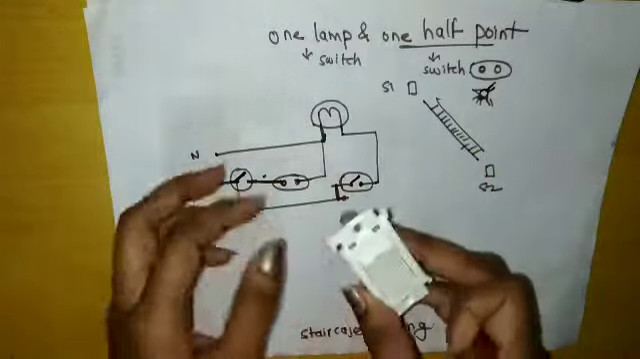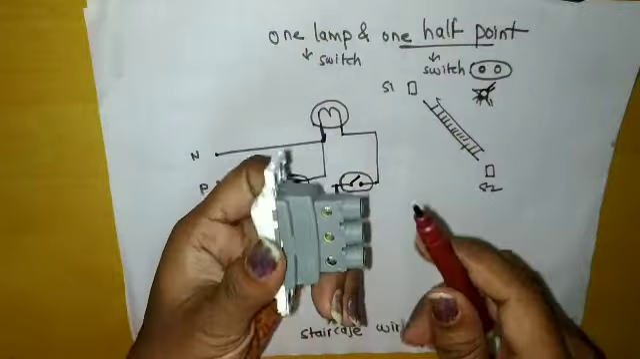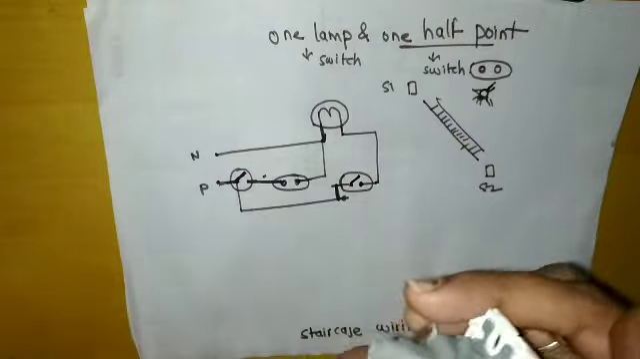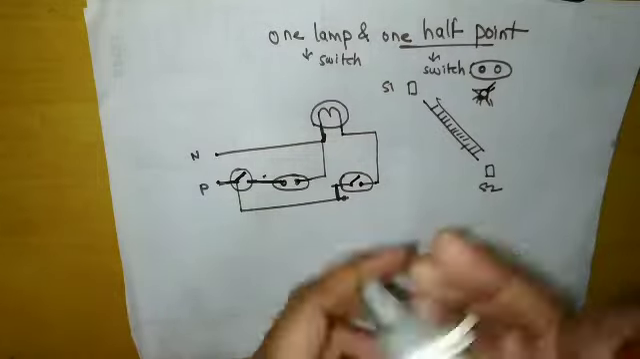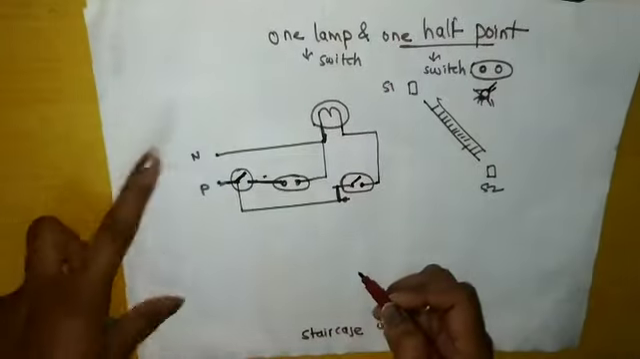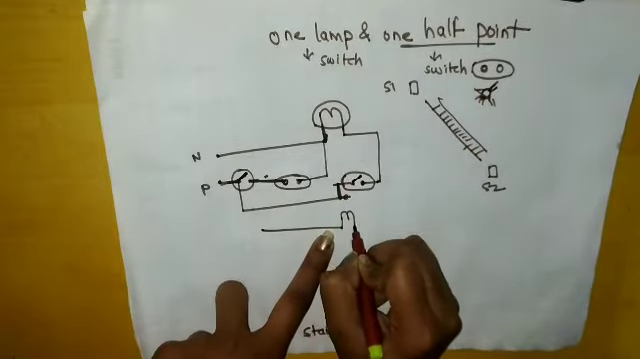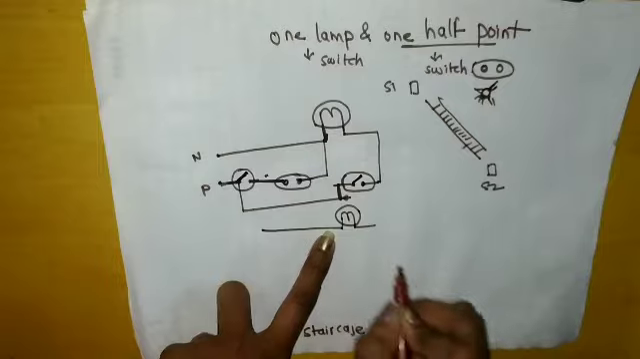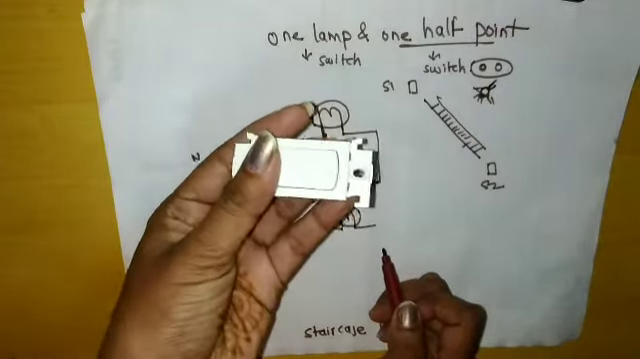Now in staircase wiring we use this two-way switch. Consider this is the common point, right? So this is L1, this is L2, and this is common. Now how will the diagram be? We have to control one lamp. So this is our lamp, and this is the switch by which we have to control it.